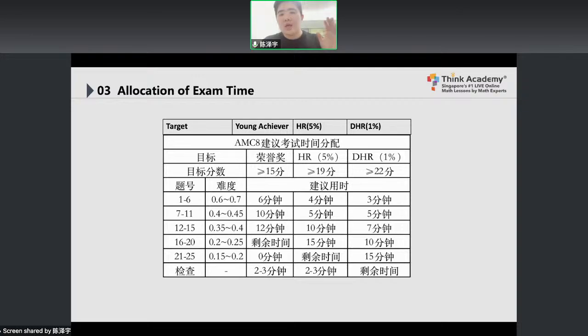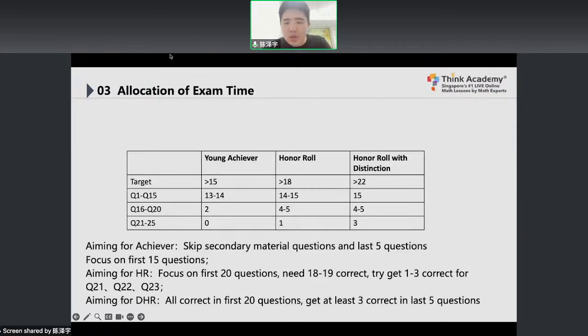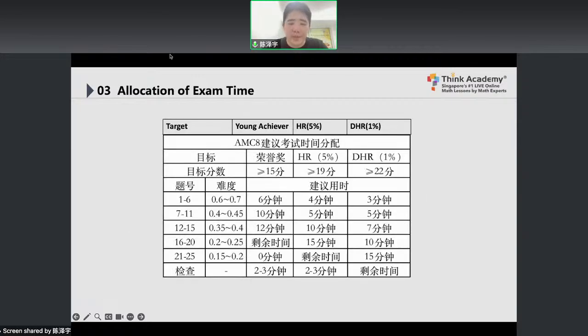First, you set your aim. Your aim can be the top 1, which is the distinguished honor roll, or it can be the top 5, the honor roll, or you can aim for the Young Achiever. Young Achiever is for students who are at most grade 6, below grade 6, and who also score 15 or above. For this type of student, you'll get a Young Achiever prize.